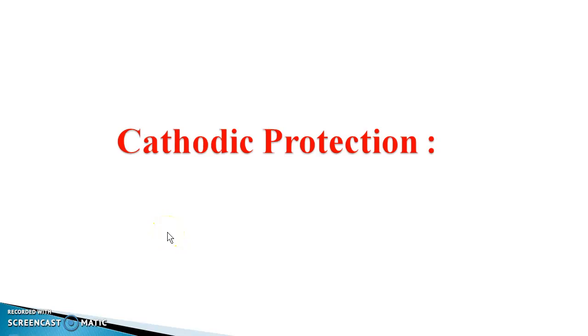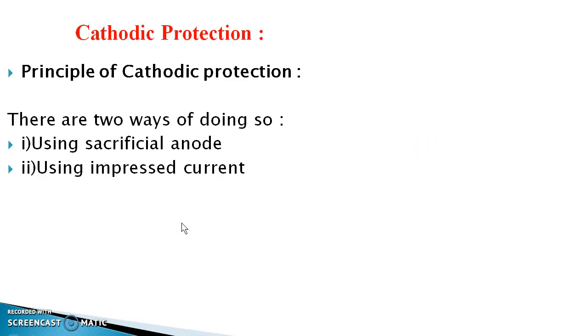Welcome all of you. In this video session, we will see cathodic protection, the principle, and the two different methods. The first one is the sacrificial anode method, and the second one is the impressed current method. We will see their process, their applications, and the limitations. So let's begin with our topic, that is cathodic protection.